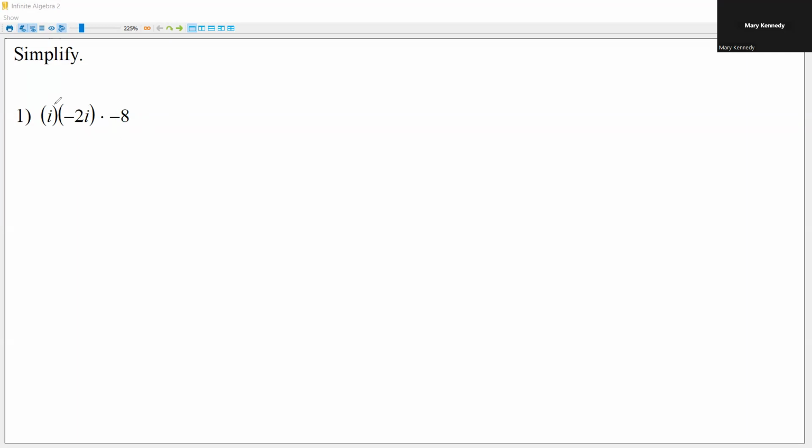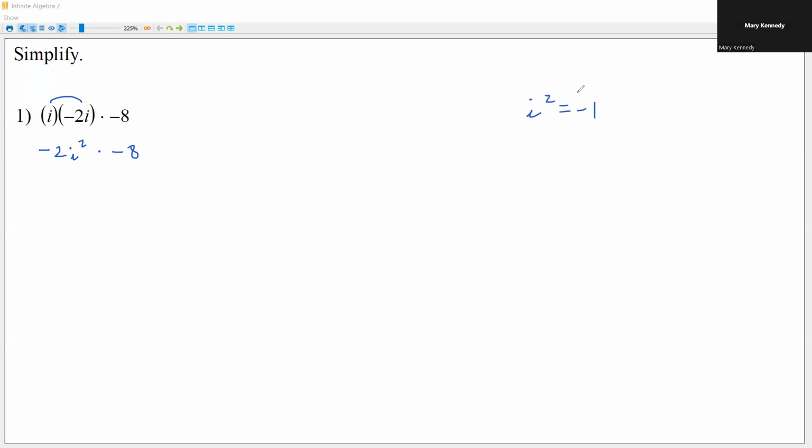We're going to start by just multiplying the first two. It's parentheses, it's the distributive property. You can think of it lots of different ways. i times negative 2i is negative 2i squared. Works in that way very much like when you're multiplying variables times negative 8. Now, i squared equals -1.